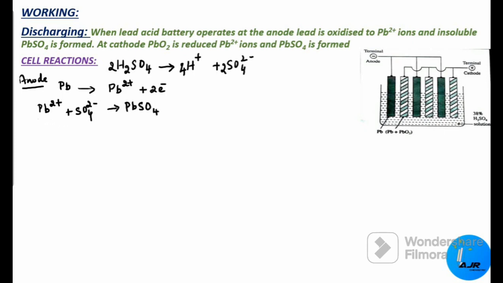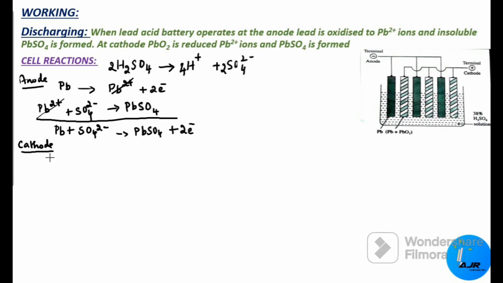PbSO4. Now let us write the overall reaction here. Pb2+ and Pb2+ get cancelled. You write the rest: Pb plus SO4 2- gives PbSO4 plus 2 electrons. Is it not? So this is what is taking place at the anode. This is the anodic reaction. Let us see the cathodic part. What happens in the cathode?